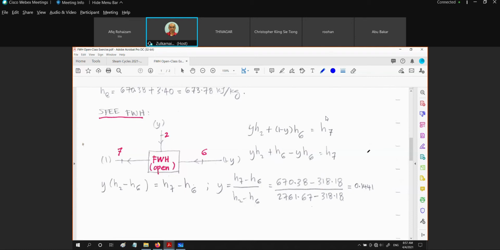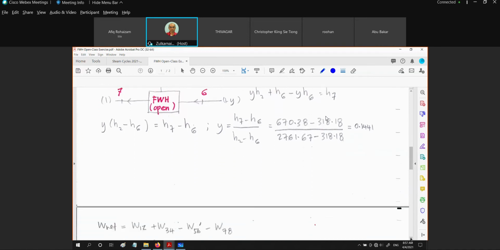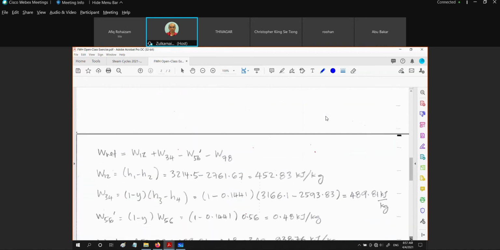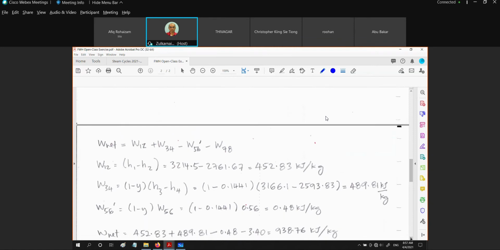Okay, so that is to get the Y value. And then this is how we get the W net: W1,2 plus W3,4 minus W5,6 minus W7,8. Okay, so this is your individual value.